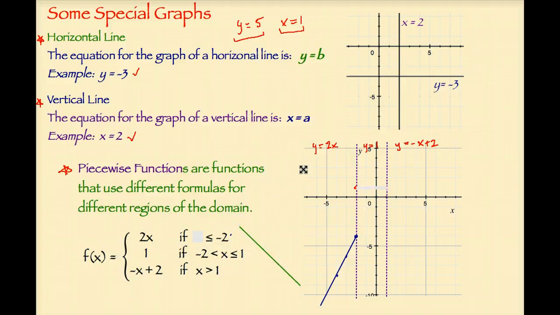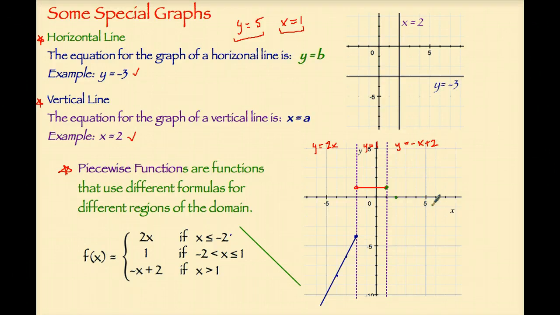Move it into place. And finally, for the section that is on the right, x greater than 1, we're going to use -x plus 2. So we wonder, what is this function when x is equal to 1? -1 plus 2 is 1, so it also starts here at 1 comma 1. What happens when I put 2 in for the function? -2 plus 2 is 0.